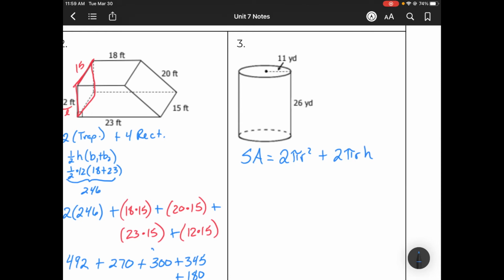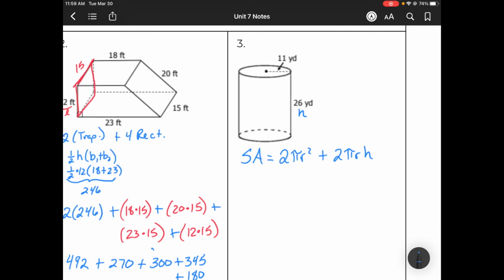The height, that h, is always the distance between the circles. So this is h. It doesn't matter if it's standing upright where the circles are on top and bottom, or if it's laying down where the circles are at the front and back or left and right. The height is the distance from one circle to the other.